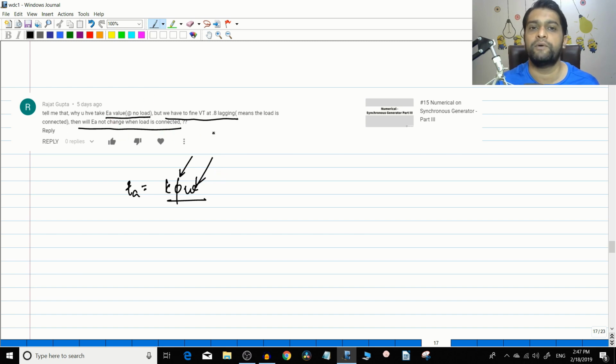Other than that, I am not able to understand what the question is. It is a simple numerical, just using some KVL and finding what VT is at 0.8 power factor lag.